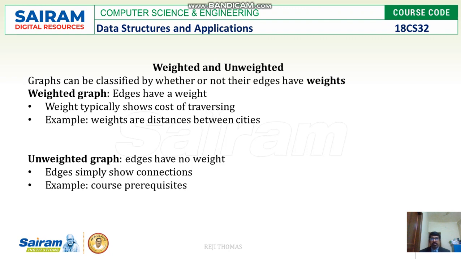The other one is unweighted. In an unweighted graph, there is no weight for the edges. So edges simply make a connection between the nodes. For example, course prerequisites. Think that you are studying different courses in the second year, which do not have any connection with your previous year subjects. So this is an example.